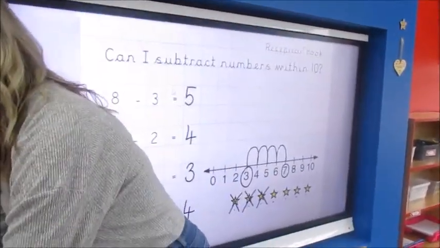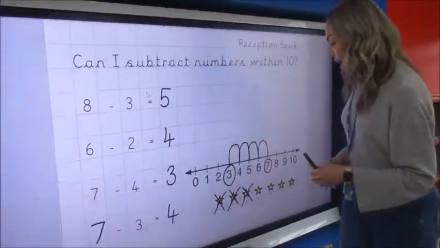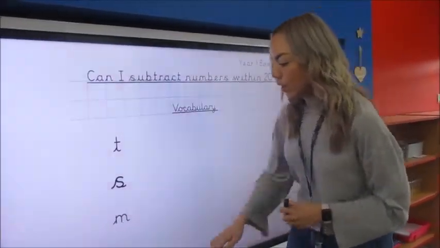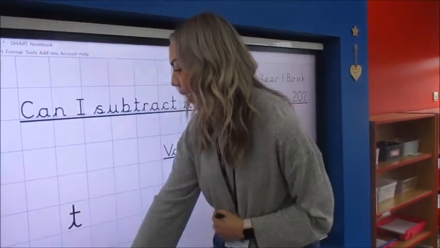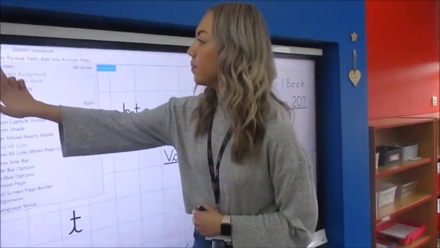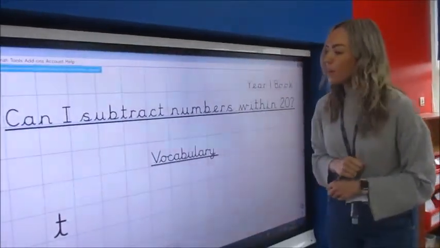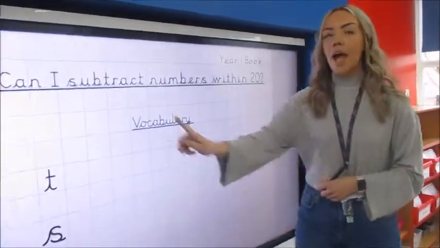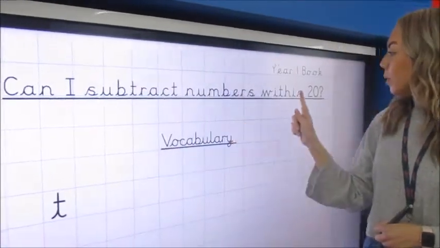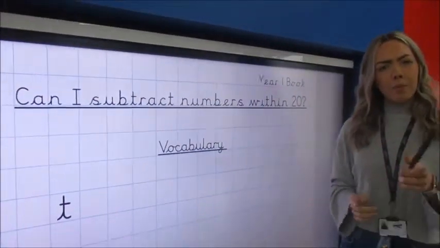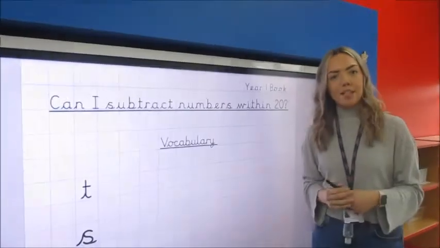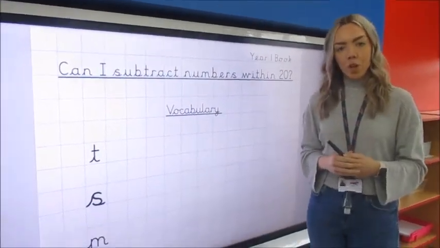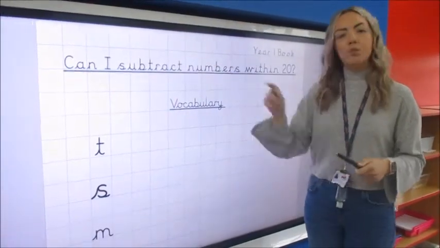Brilliant. So moving on then, if you have the Year 1 booklet, your learning question for today is, let's have a look. Year 1 book, can I subtract numbers within 20? Now, can you remember? That was yesterday's learning question as well. So we're doing the same again to make sure that we are superstars at subtracting.